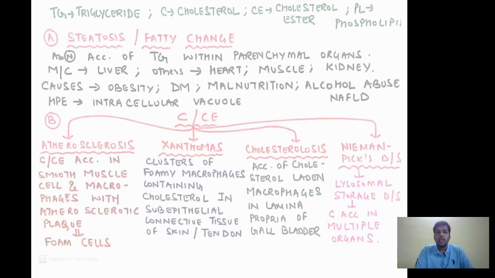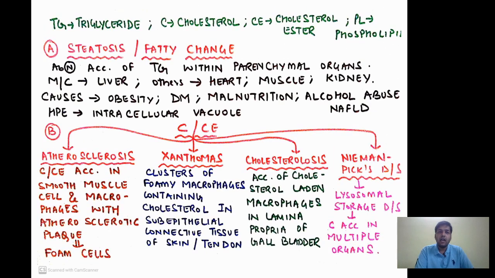Coming to number 1, lipid accumulation. Now, lipid accumulation can occur in two particular ways. But before I go into the lipid accumulation, first of all, I want to tell you the full form of certain points. Now, TG stands for triglycerides. Okay. C stands for cholesterol, CE stands for cholesterol ester, and PL stands for phospholipids. So lipid accumulation number 1 that occurs is steatosis or fatty change. So what is steatosis and what is a fatty change?